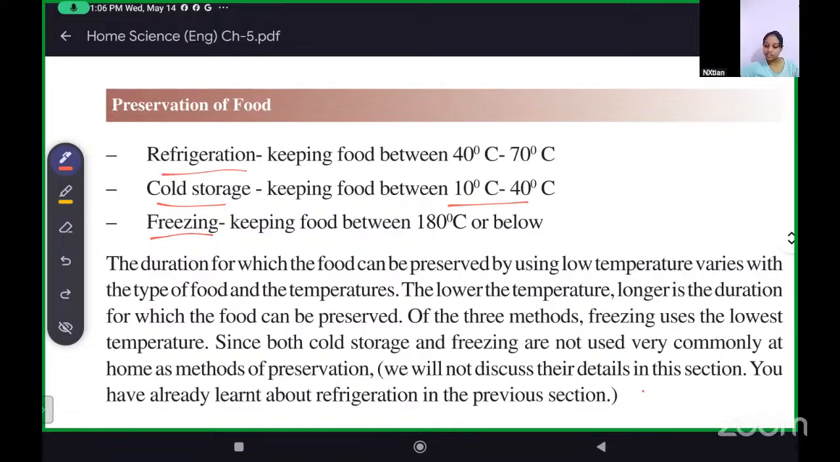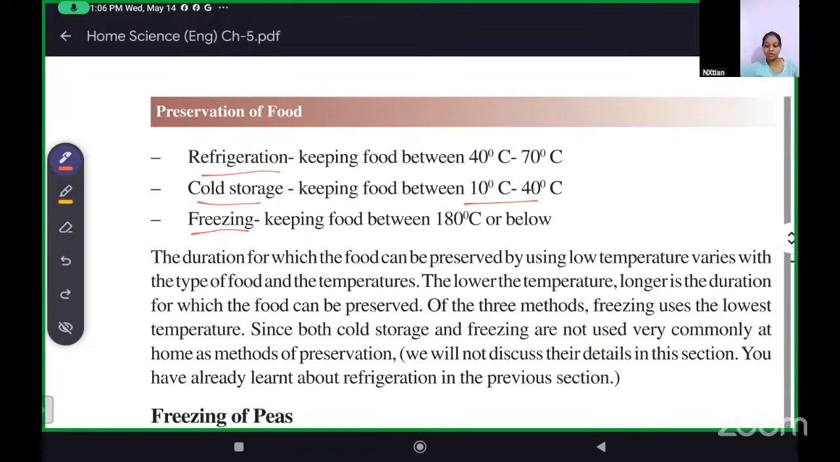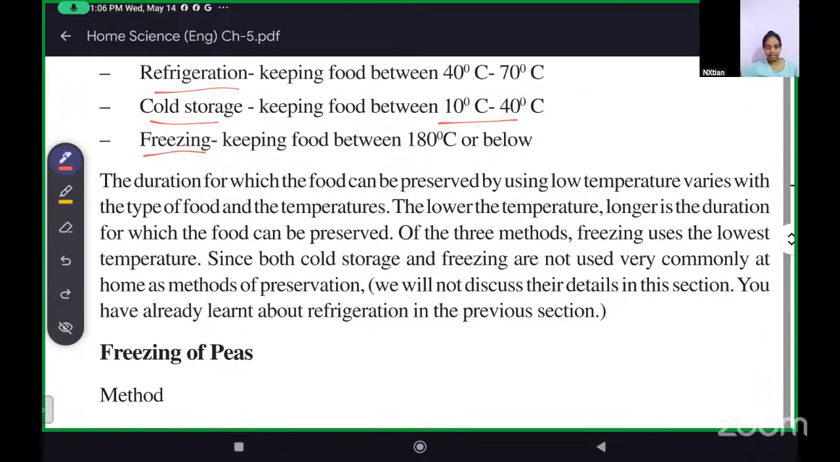Then the duration for which food can be preserved using low temperature depends on the type of food and the temperature that we are giving it. The lower the temperature, the longer is the duration for which food can be preserved. Of the three methods, freezing uses the lowest temperatures. Since both cold storage and freezing are not used very commonly at home as a method of preservation, we will not discuss their details in this section. You have already learned about refrigeration in the previous section.